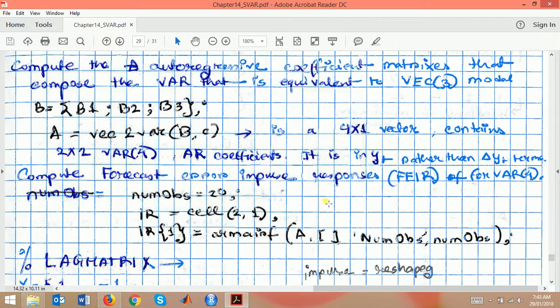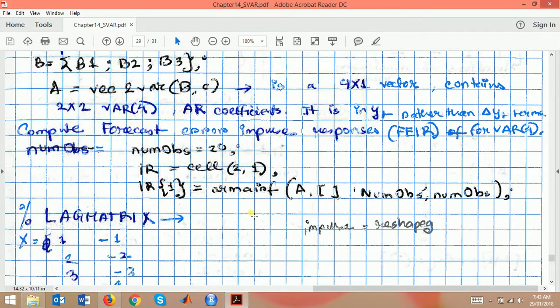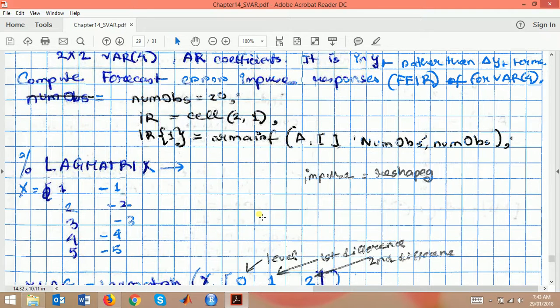This is another function. If you have 20 observations, your impulse response is located in 2 rows of the first column. The first impulse response: armairf will automatically estimate the first impulse response function. Lag matrix, something we already know.